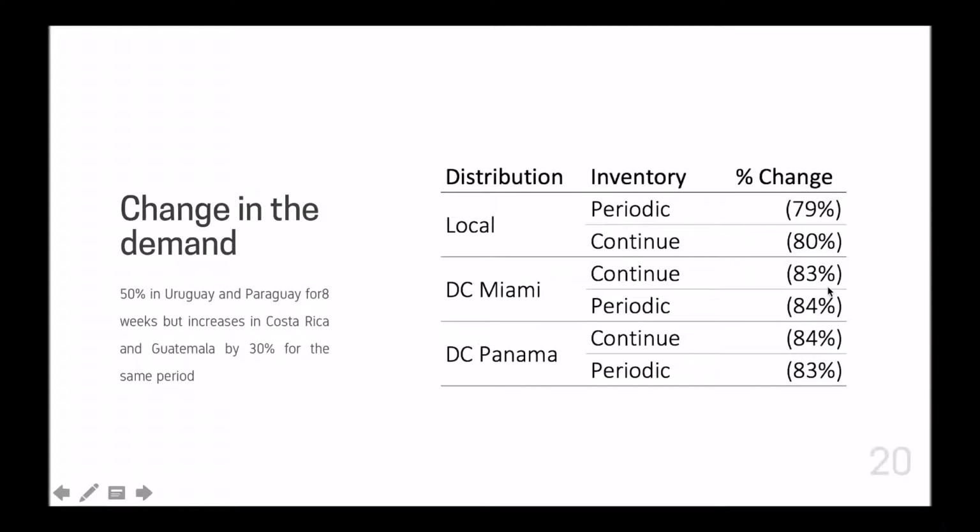Change in the demand. Suppose the expected demand drops by 50% in Uruguay and Paraguay for 8 weeks, but increases in Costa Rica and Guatemala by 30% for the same period, and we react by ordering more inventory for the new countries and stopping shipments to South America. The percentage change in demand is 79% for local distribution and periodic strategy. As we can see, this is the best scenario, followed by local distribution with continued inventory.